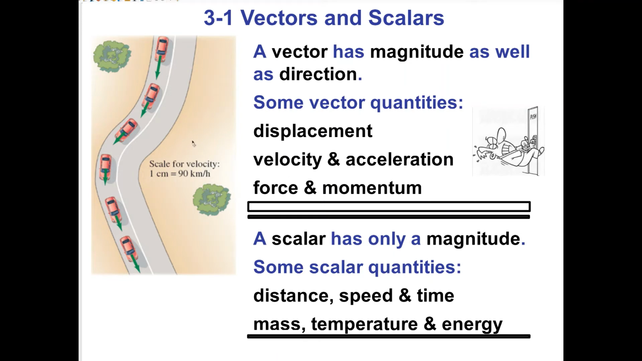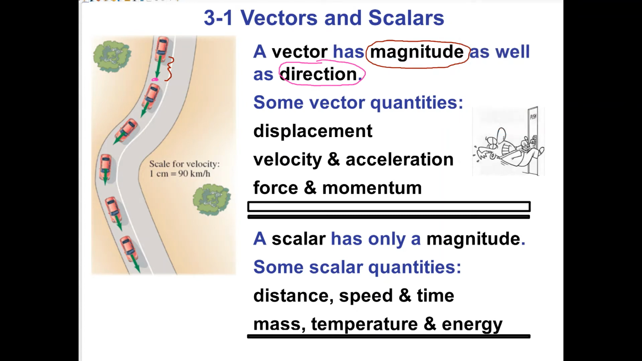Now, oftentimes we will use arrows on our diagrams to represent vector quantities, and the reason for that is quite simple. The arrow has a length associated with it, and that length represents the magnitude. And of course, every arrow has an arrowhead, and that arrowhead represents the way that that vector is pointed. So arrows are very useful as vector quantities on diagrams.